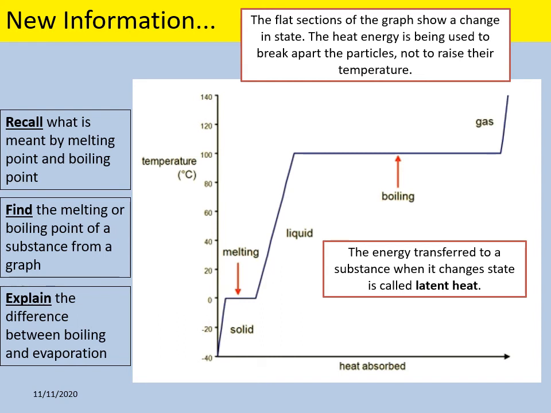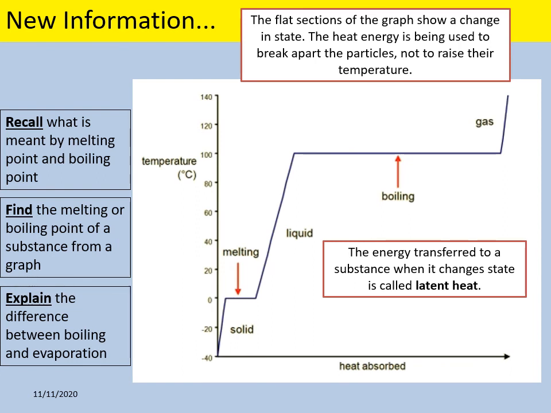Where the graph is flat and labelled boiling, the substance is turning from a liquid into a gas. Again, the heat energy being supplied at this point is being used to break apart the forces between the particles. So the temperature of the substance does not rise while it is boiling. Once the substance is boiled, the temperature of the gas begins to rise again.